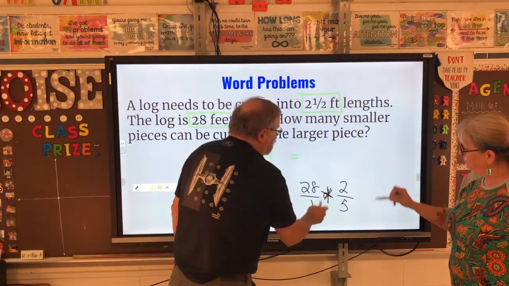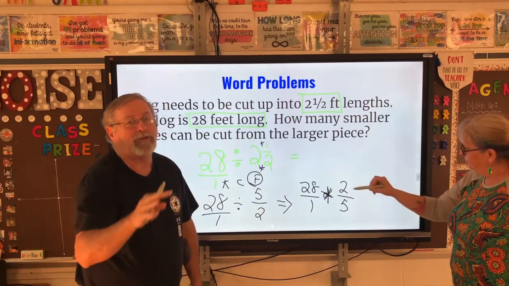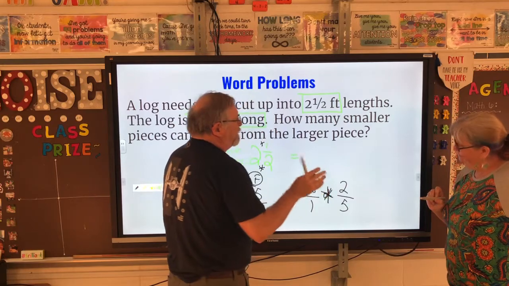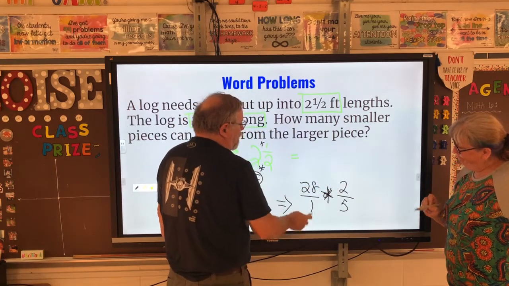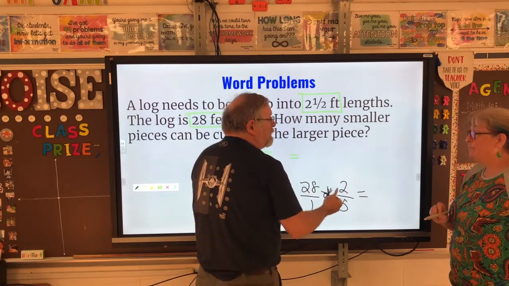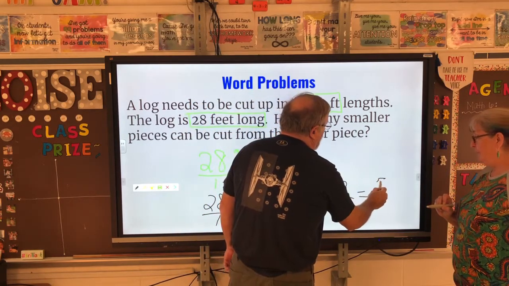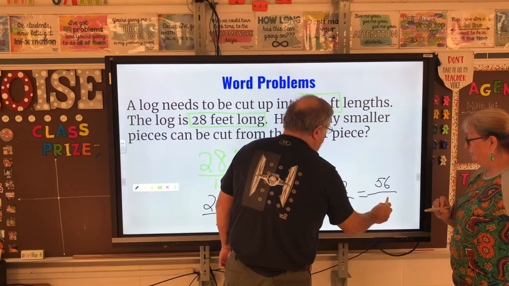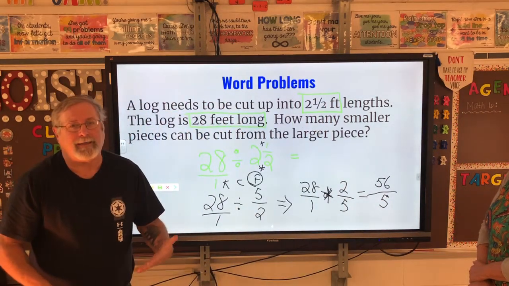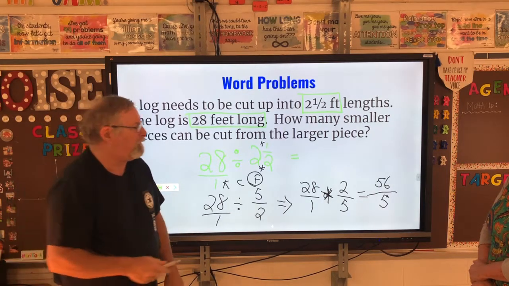Now we want to always look to see if we can reduce before we multiply. So we look at 28 and 5. I don't think they share anything. 2 and 1, they don't. 2 and 5. So I guess we're just going to have to multiply. 28 times 2 is 56. So 56 over 5.